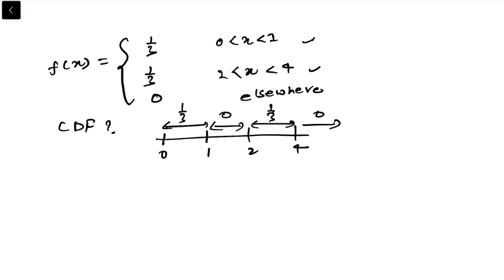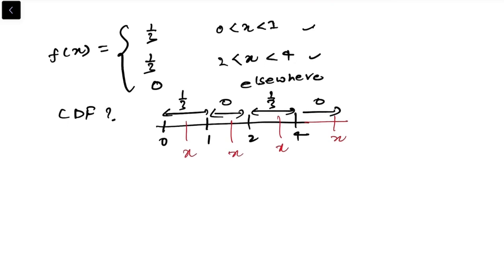So now to calculate the CDF, we need to integrate from the lower limit up to some point x. But now we do not know where x lies. It could be in between 0 to 1, maybe in between 1 to 2, or 2 to 4, or above 4. So we are not sure where x exactly lies. So we need to find out the CDF for each range. So let's do it.